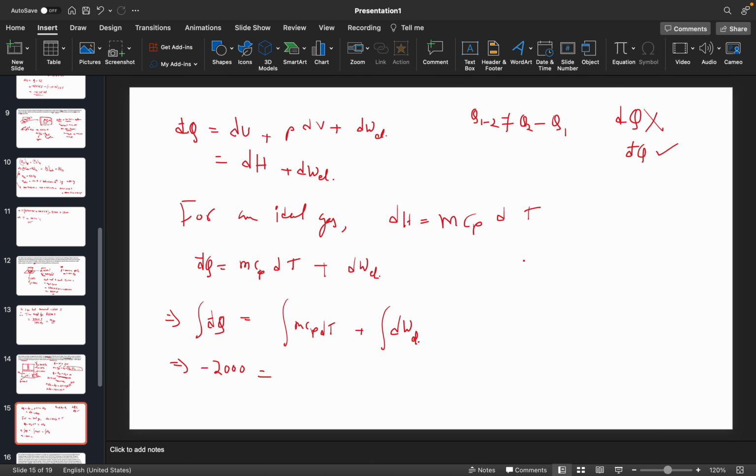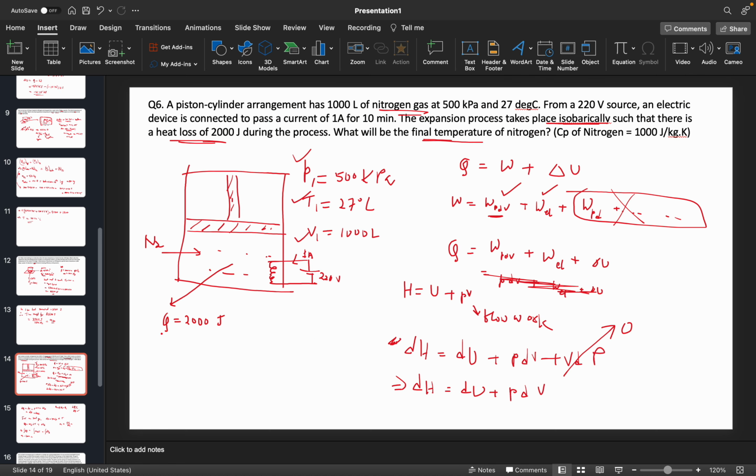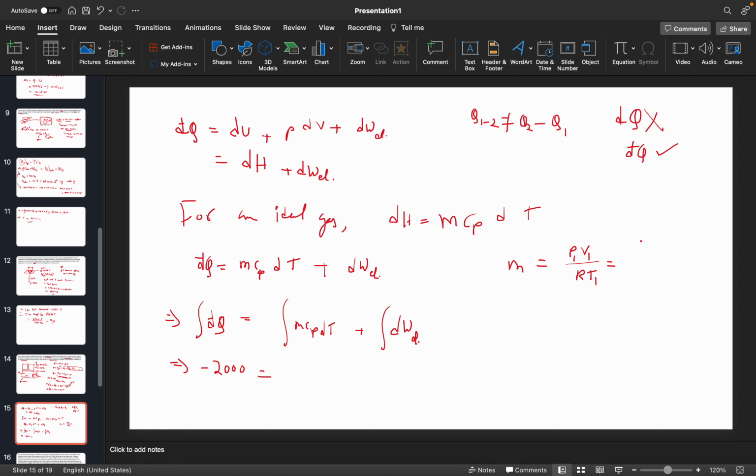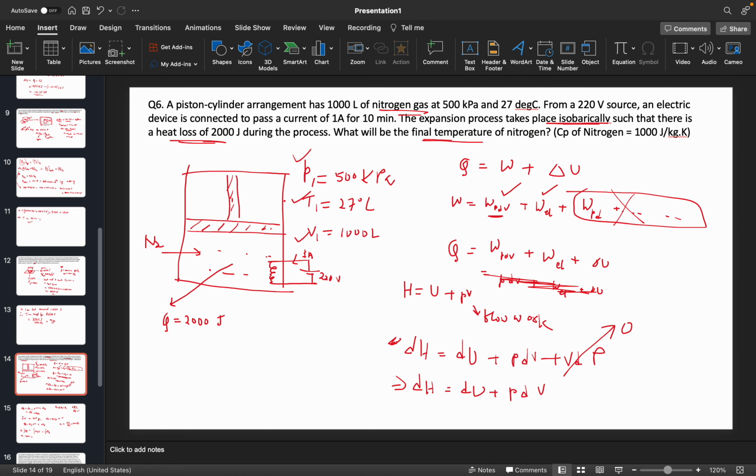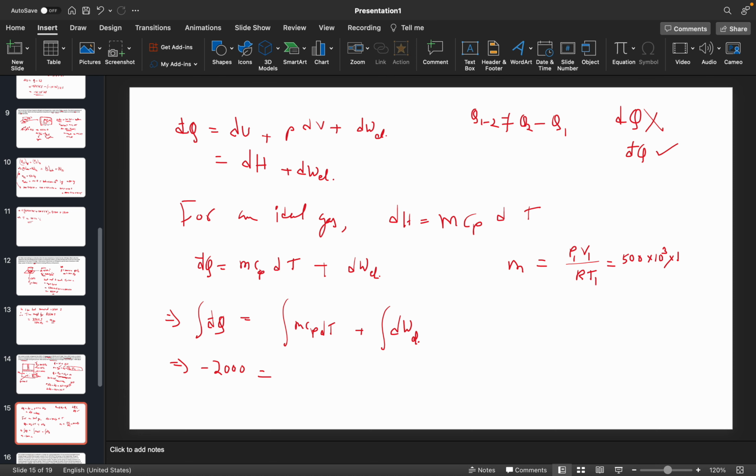So M is equal to PV by RT, basically P1 V1 by RT1. So what is my P1? It is 500 into 10 to the power 3. What is my V1? V1 is 1000 liter, so 1000 into 10 to the power minus 3, it's basically 1 meter cube. And what is R?